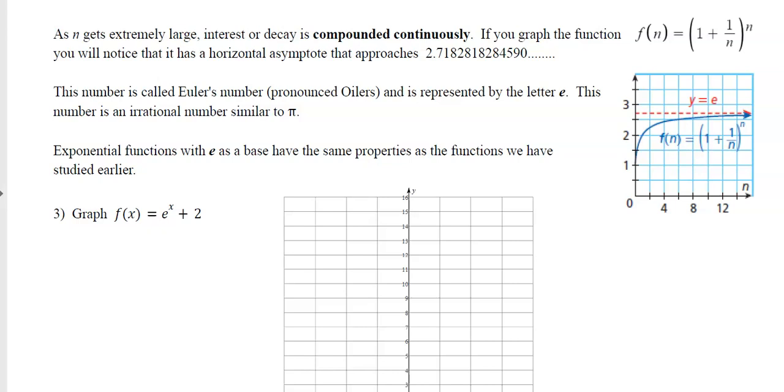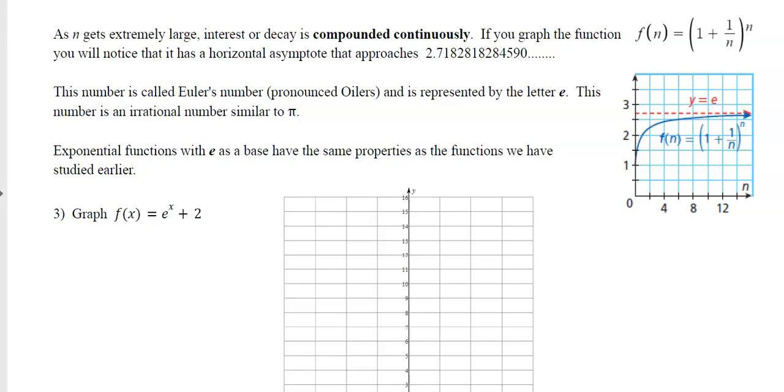So this new formula that I'm going to give you here is very important when it comes into real life, and especially with like radioactive decay. Not as much investing, a little bit, but definitely more with science and decay of elements and items and different substances. So it says as n gets extremely large, compounded continuously.